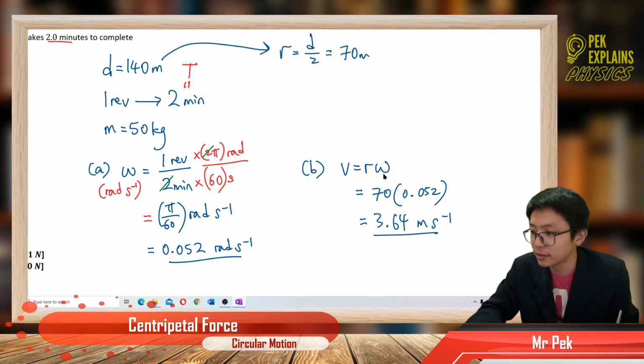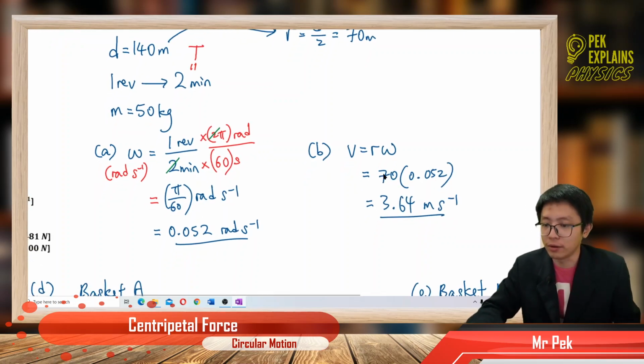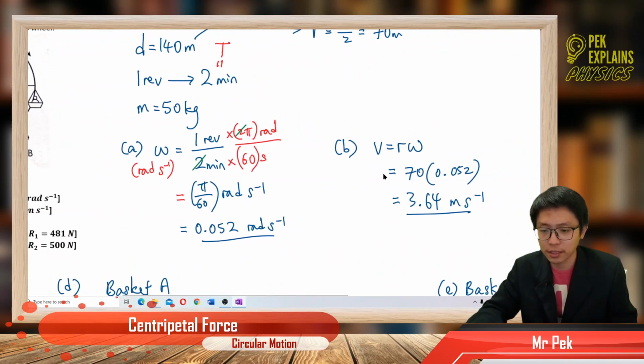70 times 0.052 gives 3.64 meter per second. Okay, that's the speed.